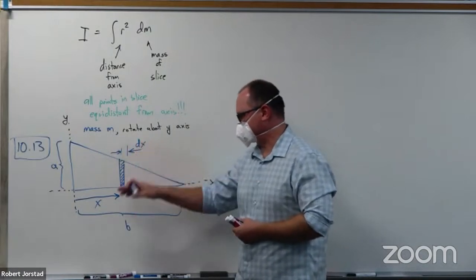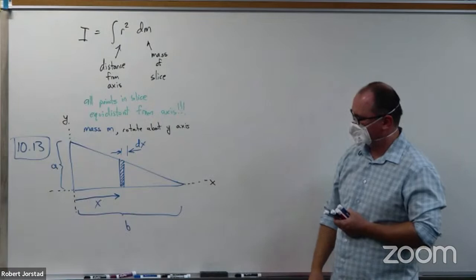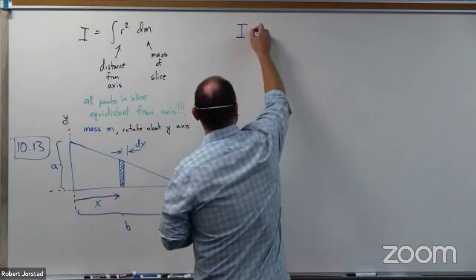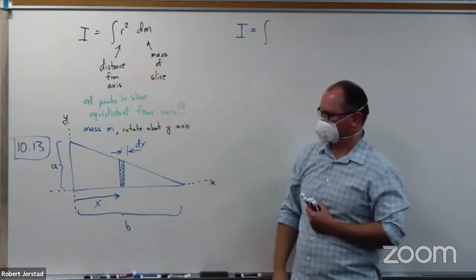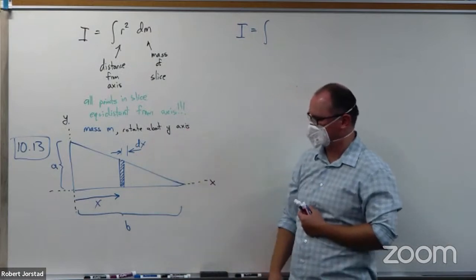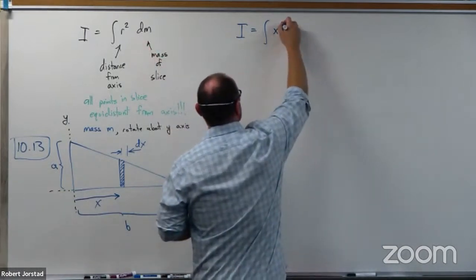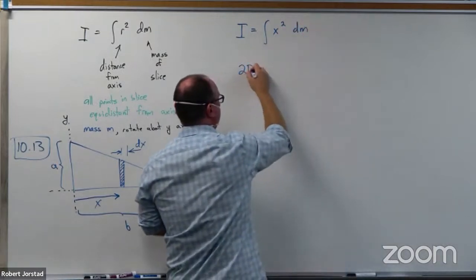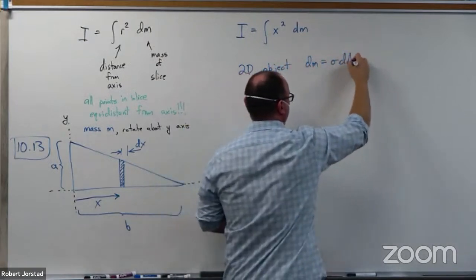That dimension is dx, this is x. We're slicing this thing up. Let's go ahead and write this down. Well, in this case, what is the distance from the axis I should use? How far is this slice from the y-axis? X. So instead of writing r, I can write x for this problem. dm. In this case, 2D object, dm equals sigma dA.